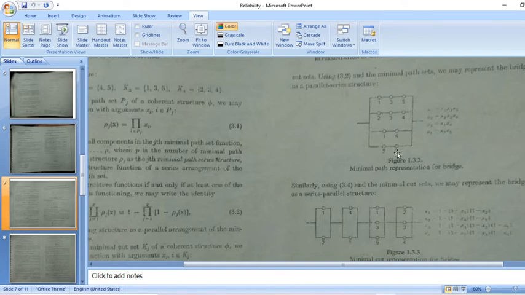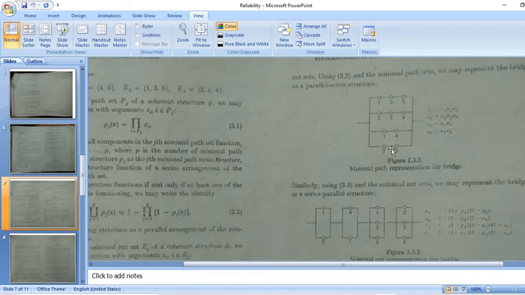Okay, so what are the subsystems? The subsystem consists of 2 and 3. The subsystem consists of 1 and 4. The subsystem consists of 2, 3, 4. And the subsystem consists of 1, 3, 5. So if at least one of the subsystems is functioning, that means at least one of the minimal paths is functioning, then we can say that the system structure is functioning. So we have expressed the system structure in terms of minimal paths.